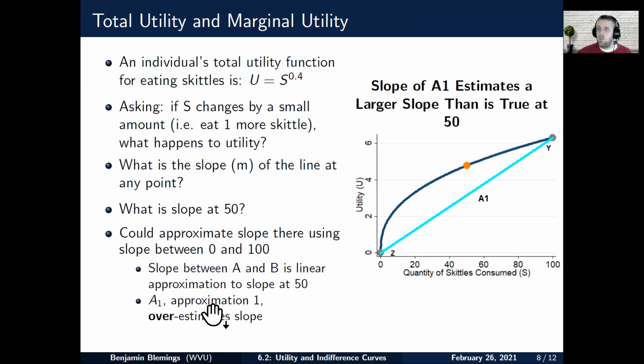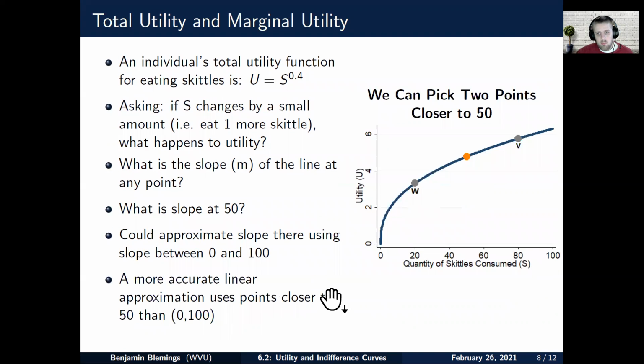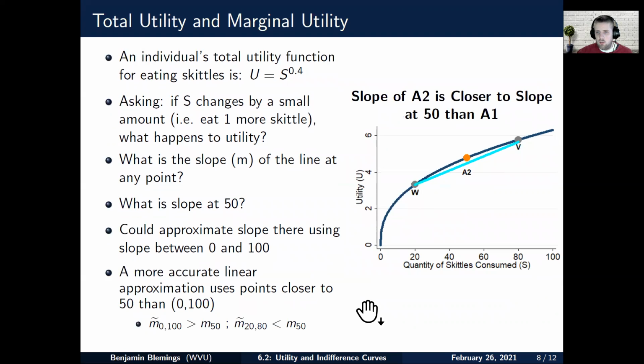And so what can we do to zoom in on what the slope is exactly at 50? Well, we can choose 2 points that are closer to 50. So now we choose W and V, 80 and 20, and we can see that line A2's slope is a lot closer to the slope at 50, although it's still not exactly it. So we're building on this intuition that if we pick points closer and closer to 50, then we'll get an accurate measure of the slope.